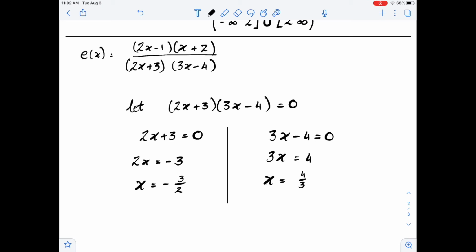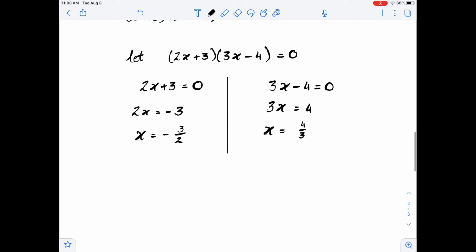And those are the two values that are now not in my domain. Those are the two values of x that must be excluded from e of x. I could not take, for example, I have e of x there, I could not take e of negative 3 over 2, or I could not take e of 4 over 3. Those values of x would give me a 0 in my denominator, and therefore must be excluded from the domain, or not in the domain. Again, how do I write this? Relatively straightforward. These are the only two things that are not allowed.